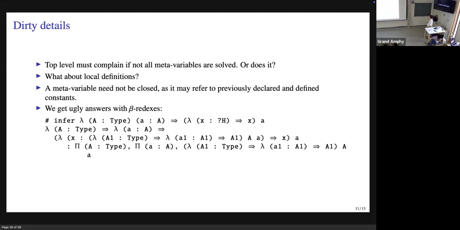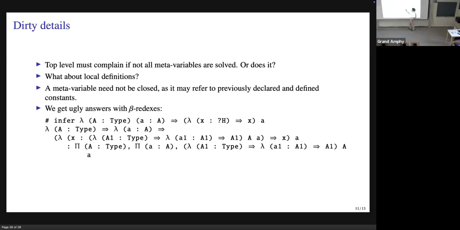Now, it's not really true that the meta variable has to be entirely closed. It may refer to some previously defined constants at the top level. So you start thinking, I want a distinction between local and global things: things which are guaranteed to be around forever, everybody can use, so it's okay if my meta variable uses it. So the algorithm I suggested, you could also try running it, is going to answer our question.